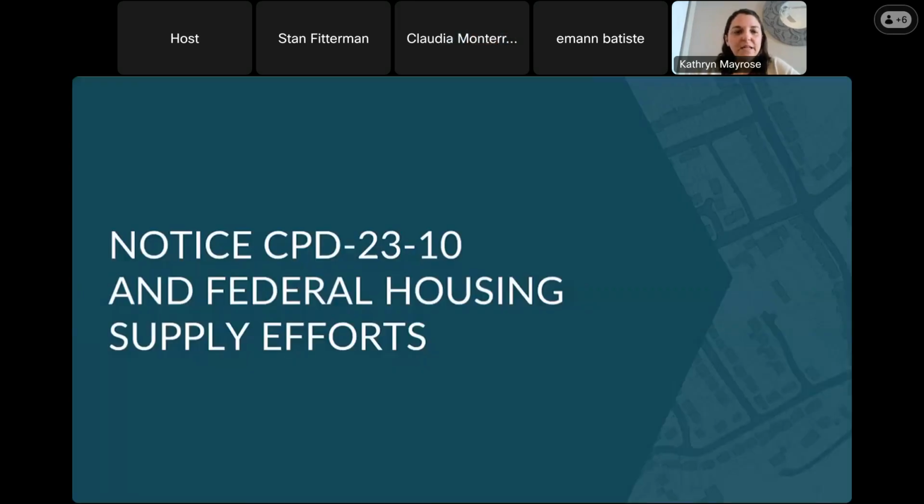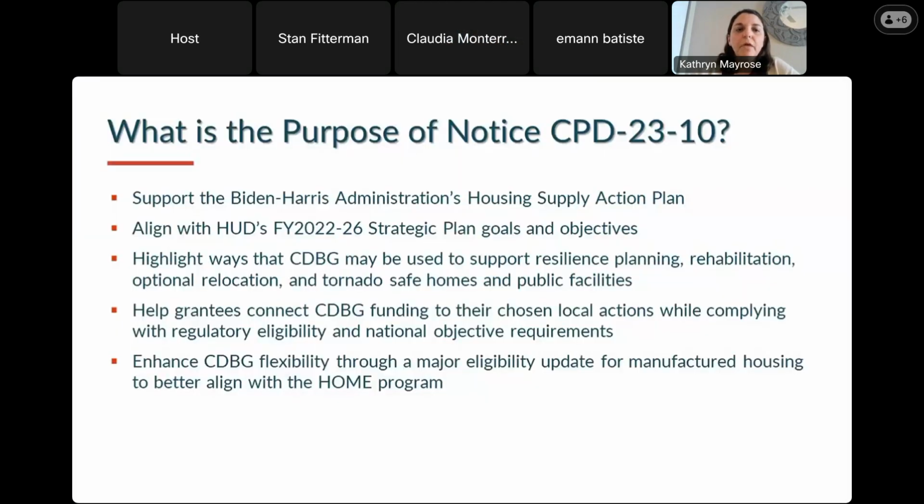So let's dive in. First section, we're going to talk about how Notice CPD 23-10 supports federal housing supply efforts. So what is the purpose of Notice CPD 23-10? As Deputy Assistant Secretary Monterosa said, this is a reissuance of a notice that has been previously published, but the timing of this notice is really important because, as I'm sure all of us know, we do have a critical shortage of affordable housing in many communities.